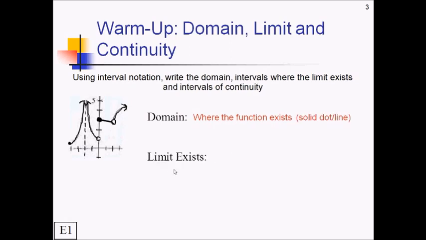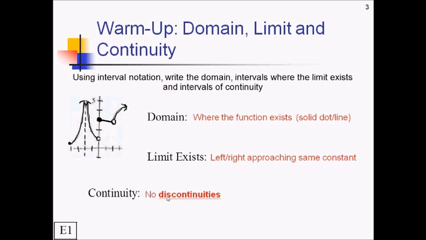For where the limit exists, we're talking about the left and the right-sided approaching the same constant. And for continuity, well, we're talking about places where the function has no discontinuities, which is to say we don't want any holes or breaks in the graph. So general strategy for doing this, figure out the trouble spots and then leave those out, and just write the intervals around those. So pause the video and write out those intervals.